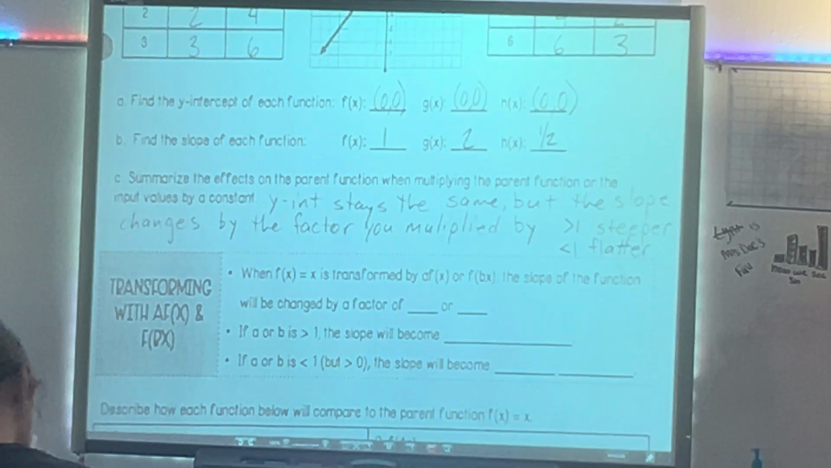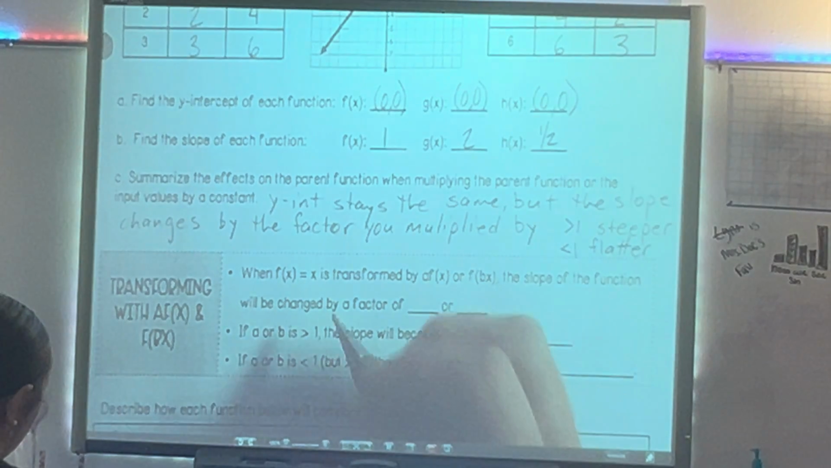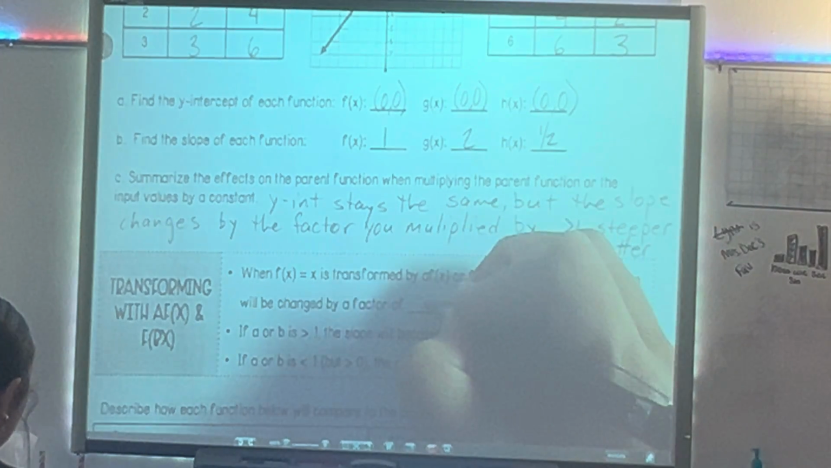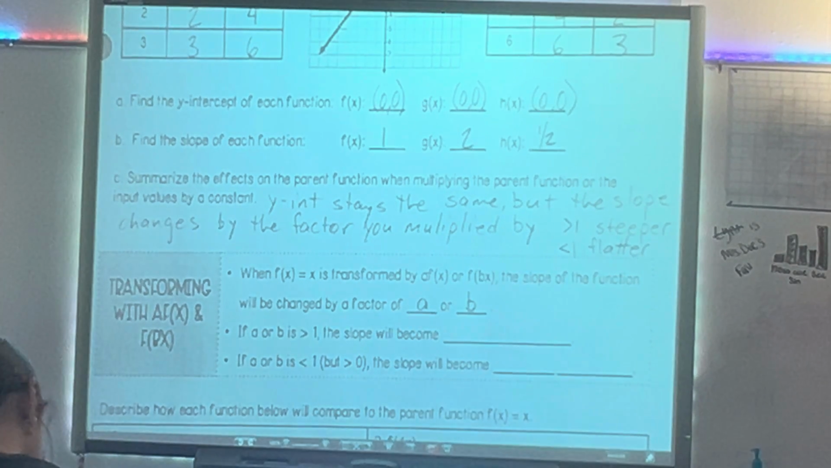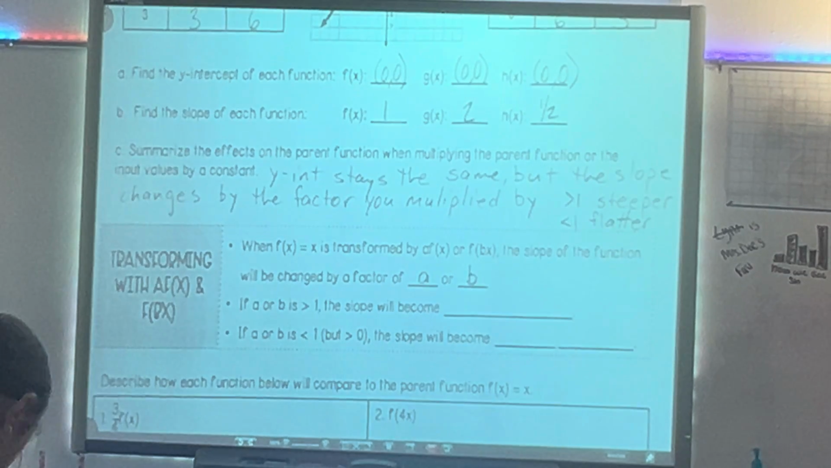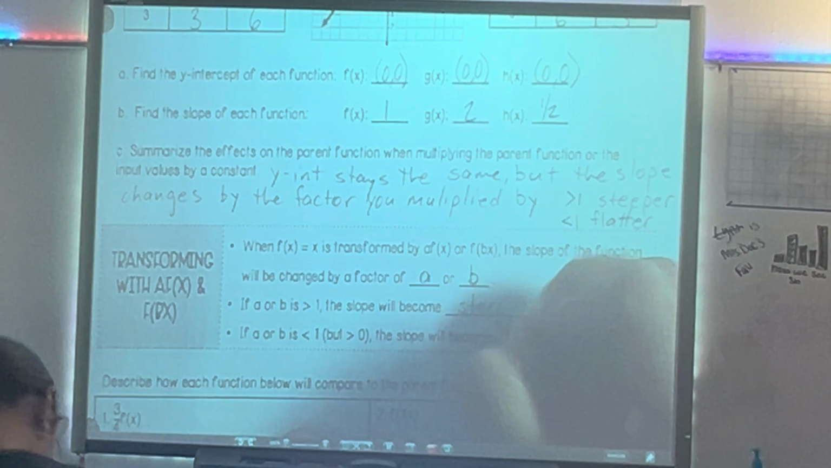Okay. Alright, so transforming by a f of x and f b of x. So obviously, it's going to be different when we look at different things. Alright, so we can use a factor of a, which would be on the outside, and b on the inside. So yesterday, we used d on the outside and c on the inside. I really don't know why we used it, but that's just the way they set it up. Alright, so if a is greater than 1, it is going to be steeper, we already wrote that.